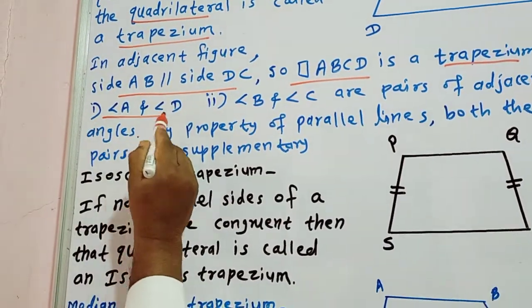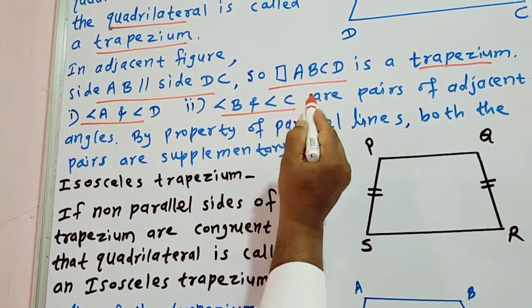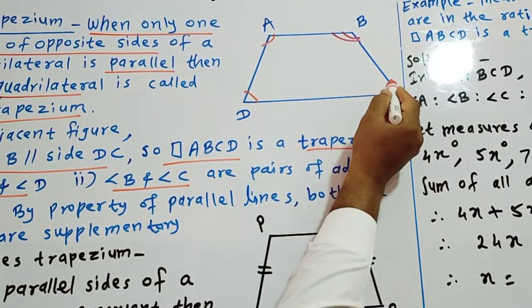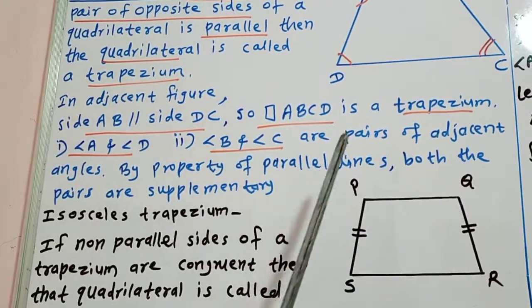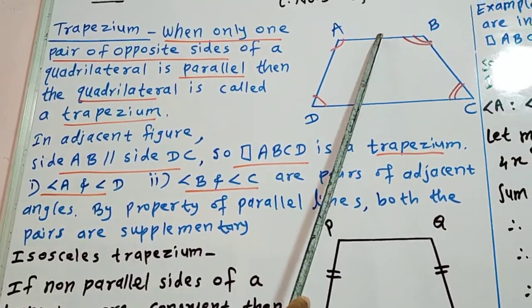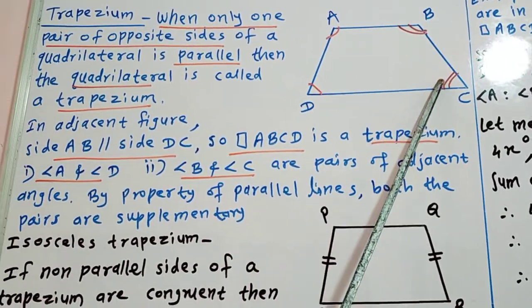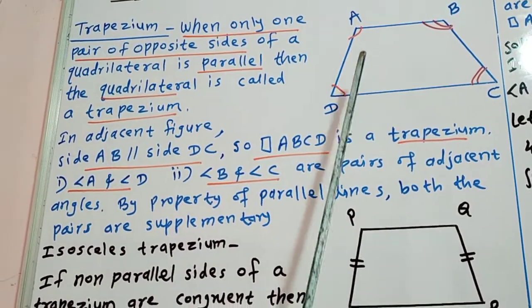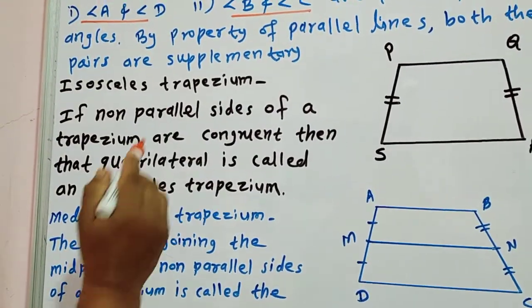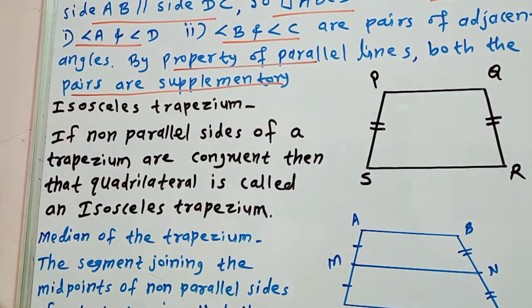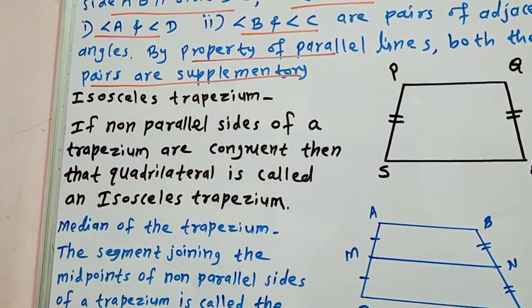Now, angle A and angle D are one pair, and the second pair is angle B and angle C. These are the pairs of adjacent angles. But AB is parallel to DC, that's why A and D are interior angles, B and C are interior angles, and we know interior angles are supplementary. Therefore, by the property of parallel lines, both the pairs of adjacent angles are supplementary.